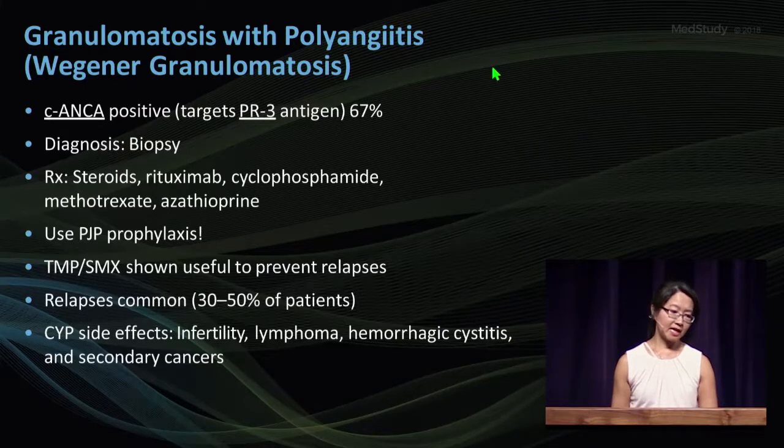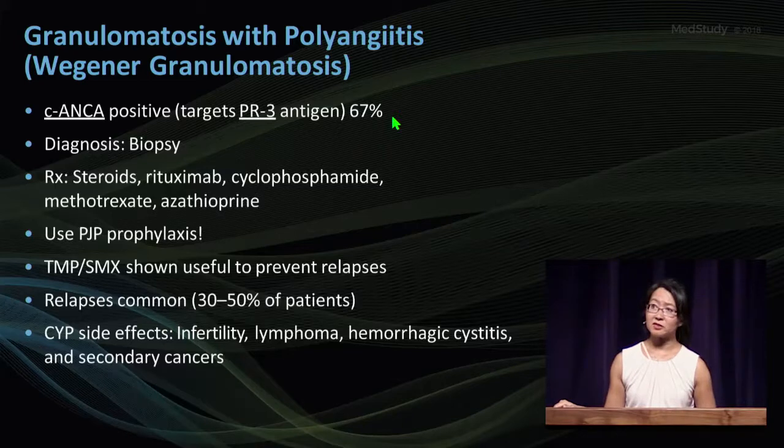Now, the one thing that has been associated with GPA is C-ANCA. This is the cytoplasmic anti-neutrophil cytoplasmic antibody. C-ANCA specifically targets PR3. So when you see C-ANCA positivity with PR3, think about GPA. You will find this antibody in about 67% of patients who have GPA. But the gold standard is actually doing a biopsy of the affected organ, if it's the kidneys or the lungs.